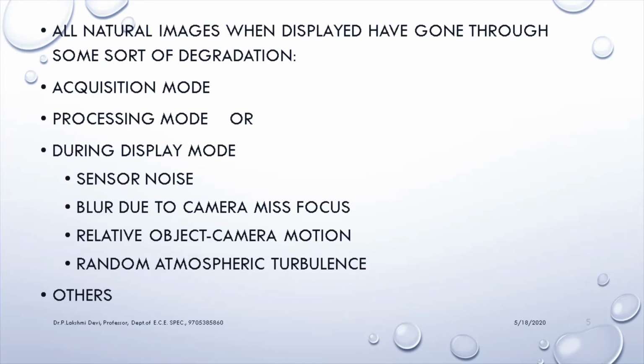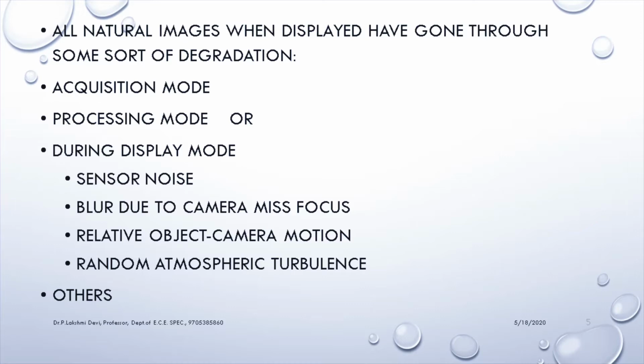So all natural images when displayed have gone through some sort of degradation. What are the different degradations we have here? What are the reasons for degrading the image? Acquisition mode, processing mode and display mode. During display mode, due to sensor noise, or blur due to camera misfocus, relative object-camera motions, random atmospheric turbulence effects, or any other reasons, there is a chance of noise affecting the images.